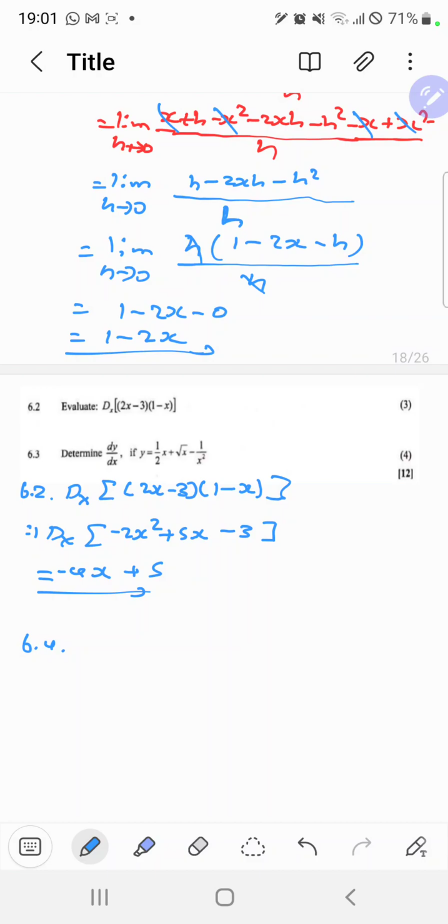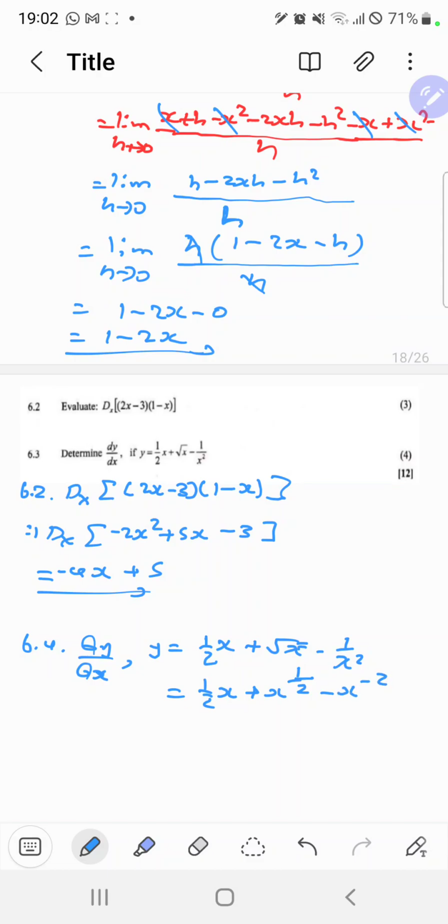6.4, what is the story there? We need to find the derivative of y with respect to x here. Again, let's write it the way they wrote it: y is equal to 1 over 2x plus the square root of x minus 1 over x squared. So we first sort this out. This is half of x plus, you change this one to an exponent, x to the exponent a half, minus, then this one is going to be x to the exponent minus 2.